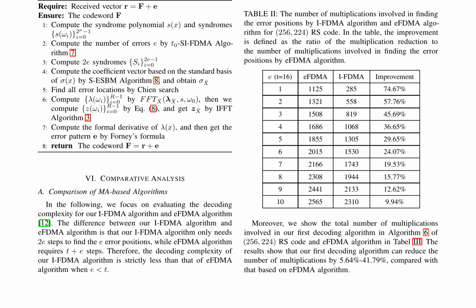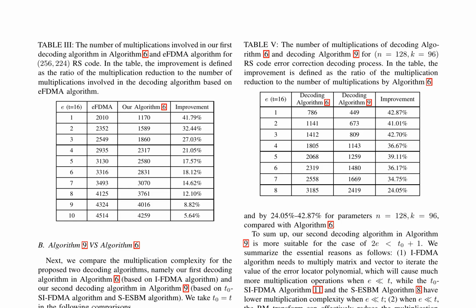The second decoding algorithm, summarized in Algorithm 9, further reduces the number of multiplications by using the Reed-Muller transform. This paper proposes an efficient termination mechanism for the MA method to find error locator polynomials by only 2E steps in the error correction decoding process of RS codes, where E is the number of errors.